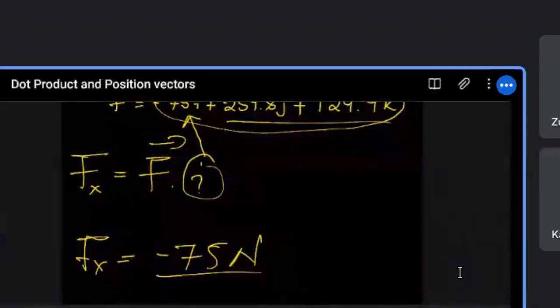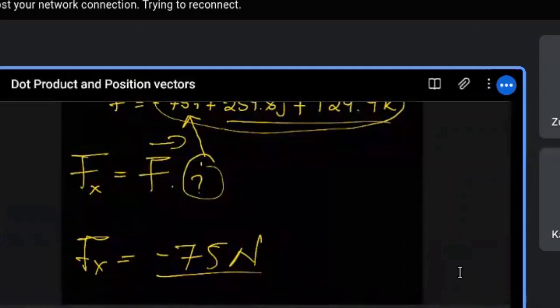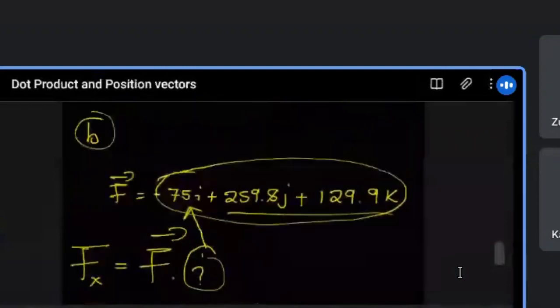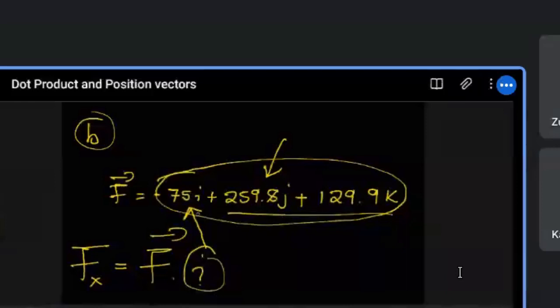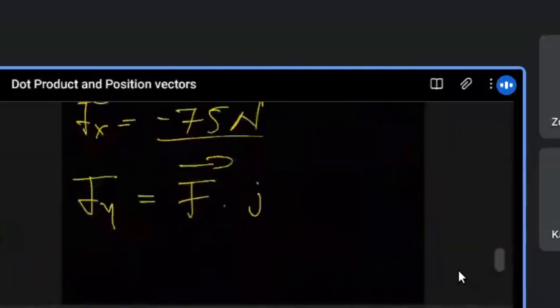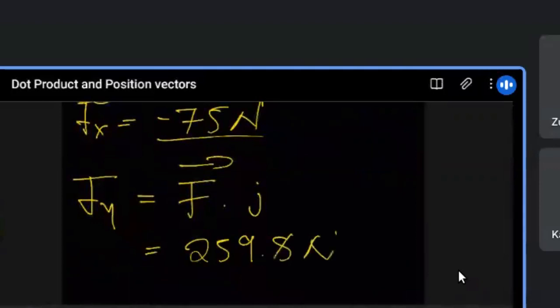Notice that it's the same case for the projection in the y-axis, because a unit vector pointing in the y-axis is J. So it's going to be the force itself, F, dot a unit vector pointing in the y-axis, which is J. So if you look at this, J will look at this value F, and it will only multiply the one that has J here. Everything else will be zeros. So it will be 259.8. Then we're done.